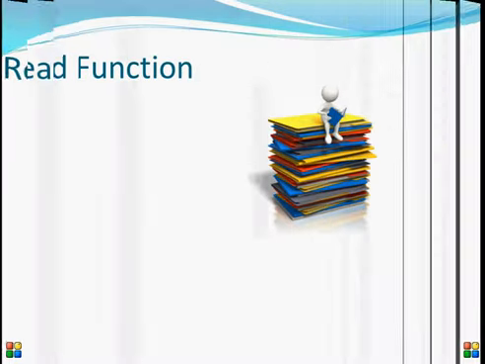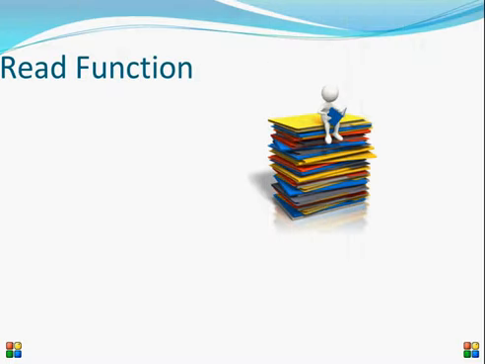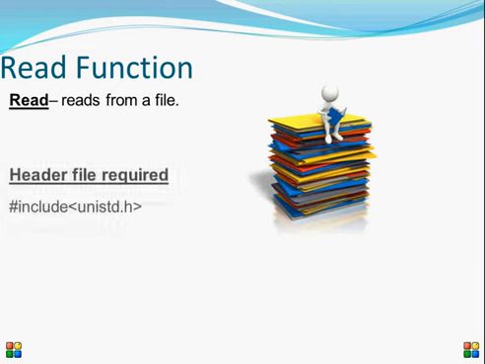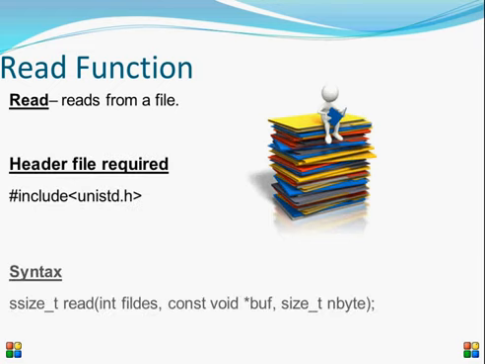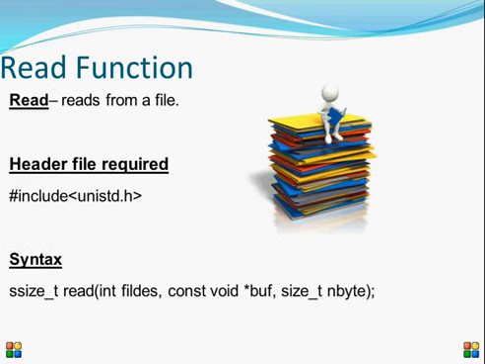Next one is the read function. The function action, header file required and syntax of the read function are as follows. Read reads from a file. Header file required is the same, that is unistd.h, and the syntax is as follows, which consists of fd, buffer and nbytes, which is the same as write.